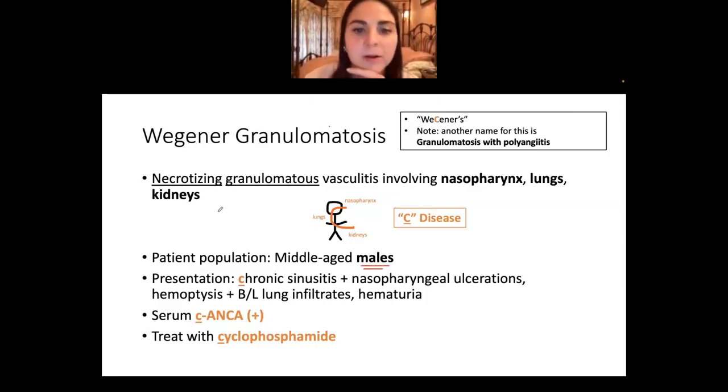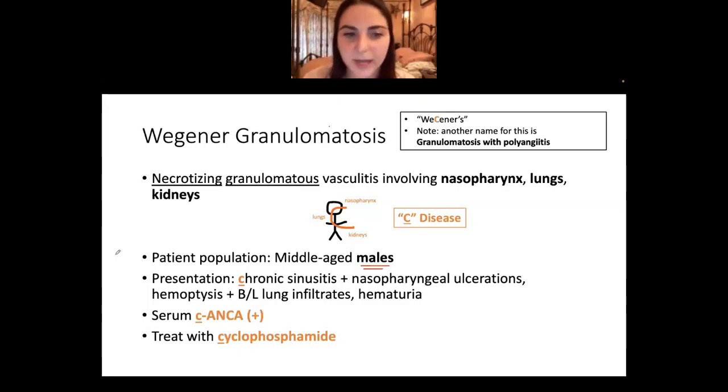This is going to be middle-aged males. I also highlighted males because, super weird, it's males. But that doesn't mean you can exclude females. The presentation for this is going to be chronic sinusitis. So someone that just seems like they have inflammation of their sinuses, nasopharyngeal ulcerations, so stuff with the nasopharynx, like maybe they have a sore throat all the time. So that's the nasopharynx part. Hemoptysis and bilateral lung infiltrates.